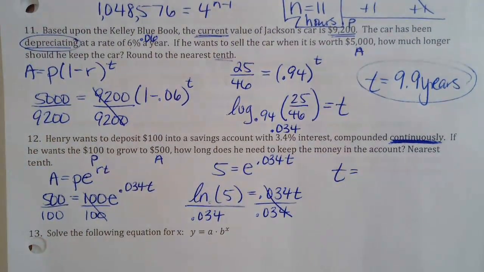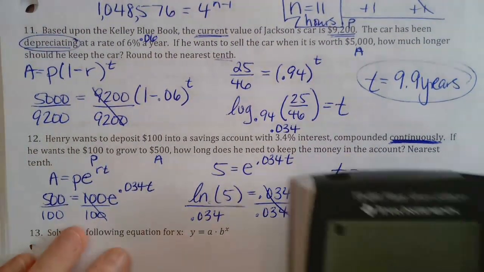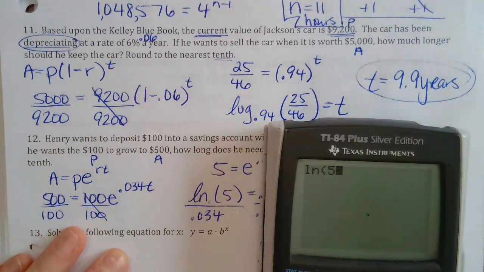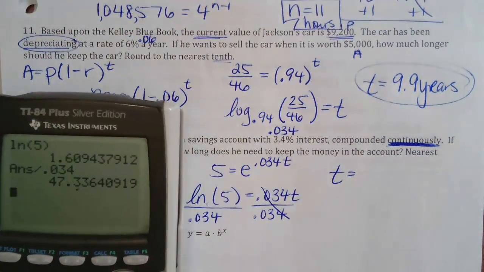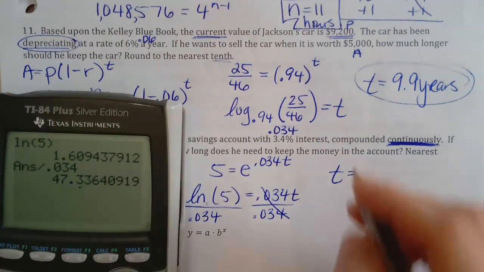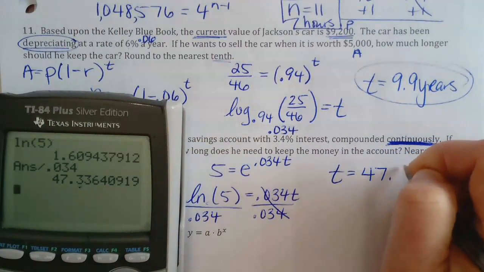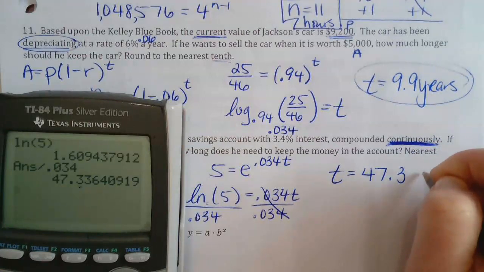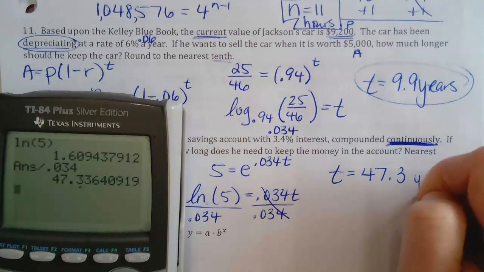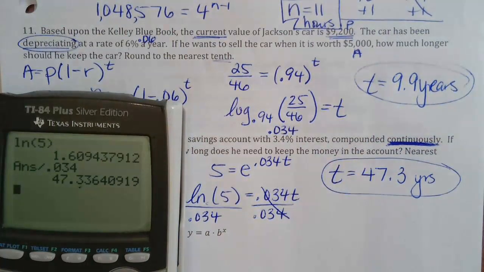All right, let's find out what that is. So natural log of 5 divided by 0.034. That's a long time. You got to keep that in your bank account. 47.3 years, I guess. Wow. You're going to be waiting that long just to get $400.